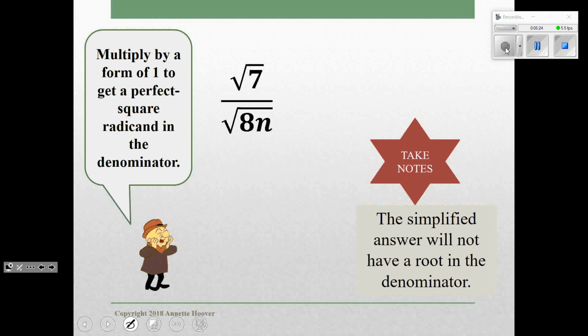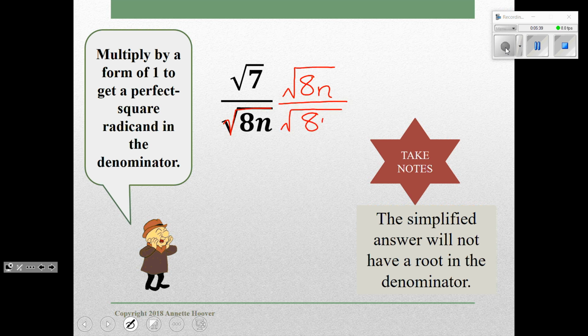Okay, here we have the square root of 7 divided by the square root of 8n. Again, we have this radical sign located down here in the denominator. So to get rid of it, we're going to create a fraction where we use that as the numerator and the denominator. So now on top, what we have is 7 times 8n, which is 56n. And on the bottom, we have 8 times 8, which is 64, and we have n times n, which is n squared.